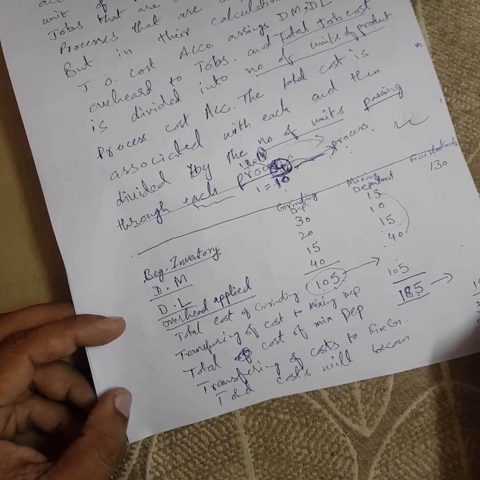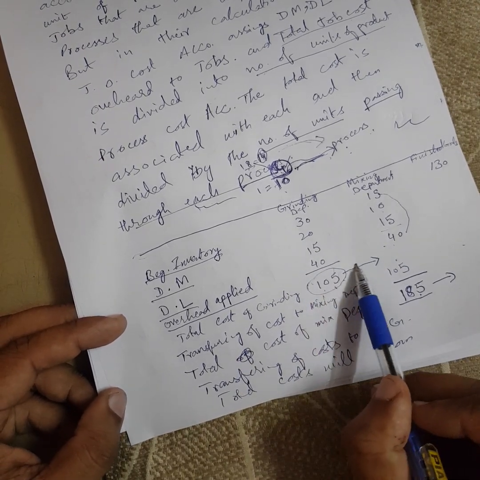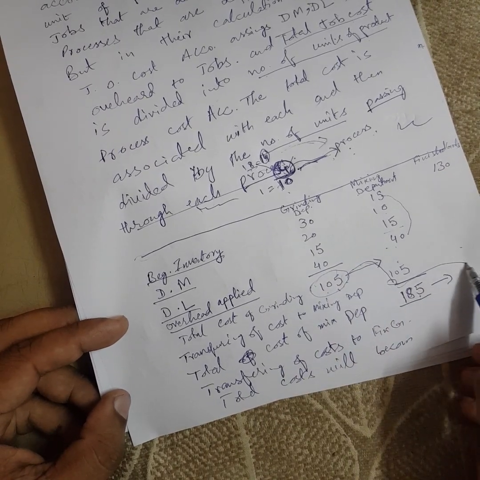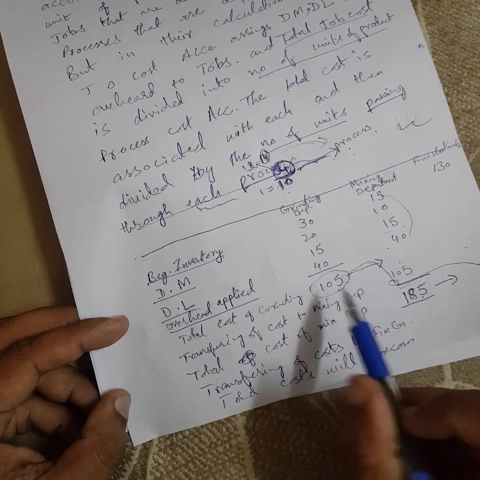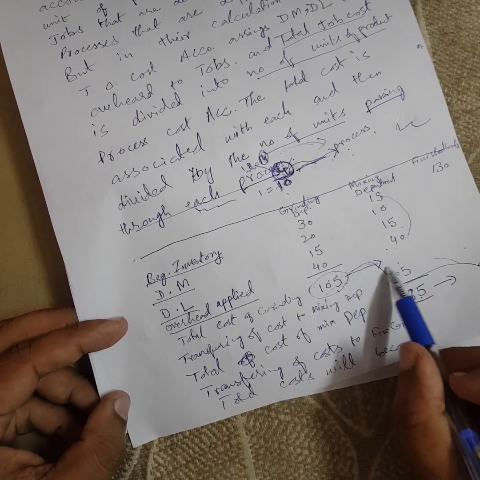So this is the total cost that we are going to absorb from the grinding department, then we will move to mixing department, and then mixing department to finished goods. The cost is summed up, or the cost is absorbed in step by step processes.